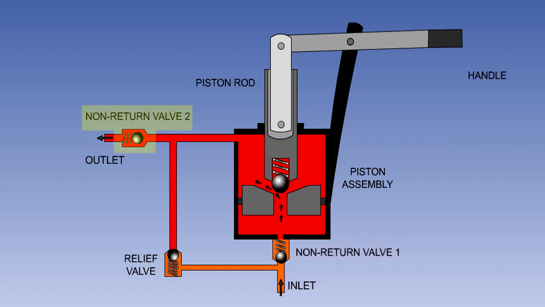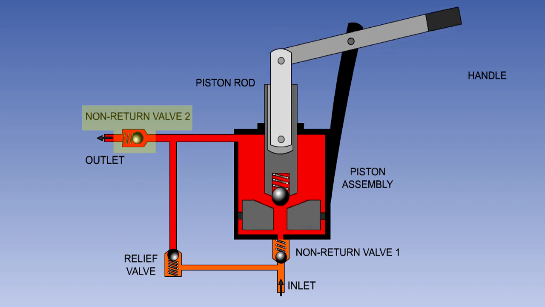As the piston moves down, the volume of fluid displaced from below the piston is greater than the volume available in the cylinder above, because of the presence of the piston rod. This excess fluid will open NRV2 and flow through the outlet. The relief valve will remain closed, as it is set at a higher pressure than NRV2.